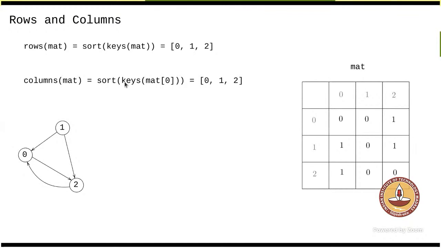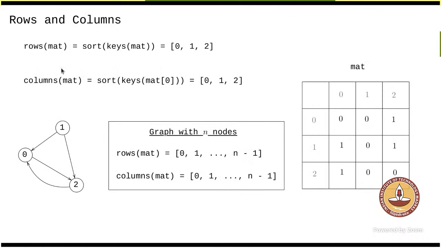Sir, will sort give us keys in ascending or descending order? It will give it in ascending order, right? We assume that, of course, depending on how we write it, sort could be ascending or descending, but we are assuming that the procedure here gives it in ascending order. Okay, sir. Okay, so any other questions about what rows of mat and columns of mat are doing?